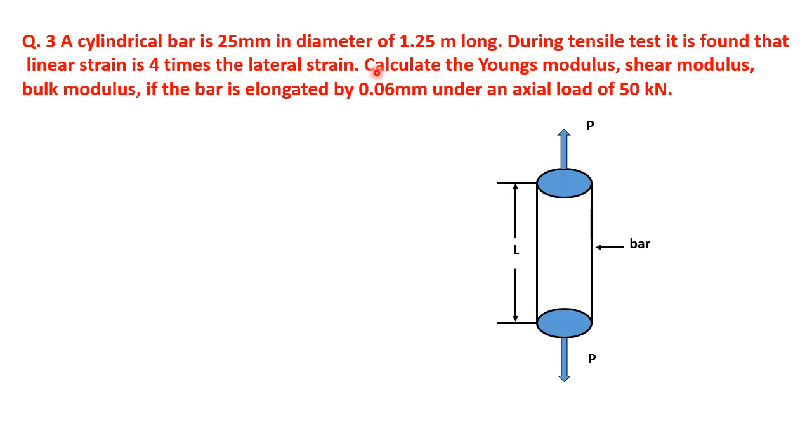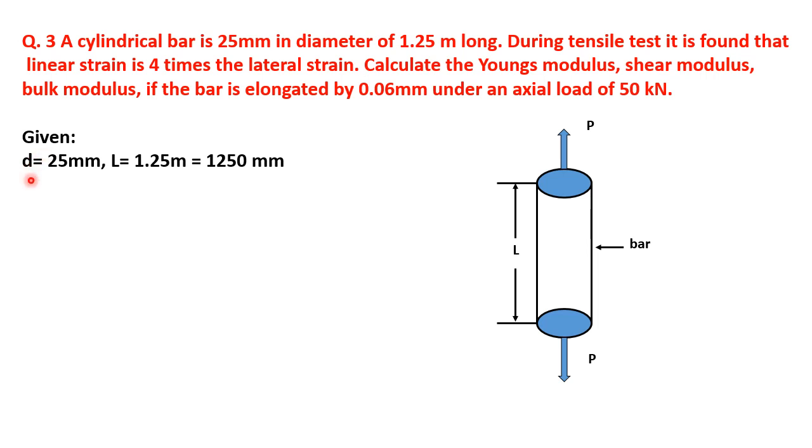Now, it also says that we have to calculate the Young's modulus, shear modulus, and bulk modulus. It's also given that the elongation of the bar, that is delta L, the change in length, is equal to 0.06 mm under an axial load of 50 kilonewton, and the applied load P is equal to 50 kilonewton. So this is the given data.